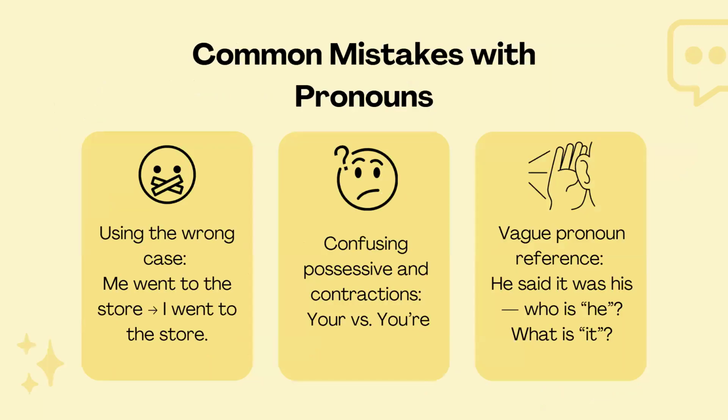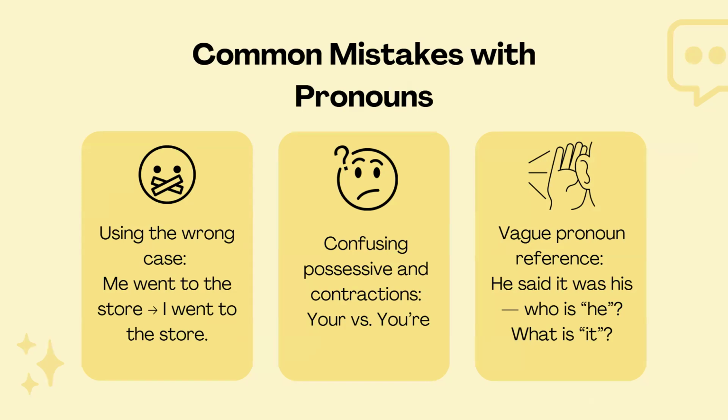So now moving on to common mistakes with pronouns. Where do we make the mistakes? So first thing, using the wrong case. As I already gave you the example, me went to the store is a wrong form. Why? Because I need a subject pronoun to replace the subject. The correct way of saying the sentence is I went to the store.